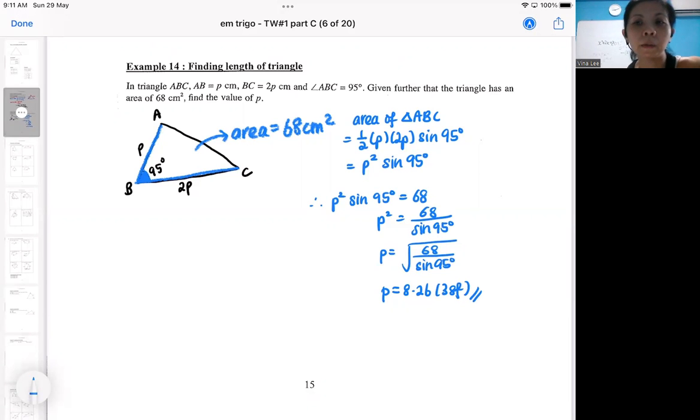So this is the opposite way. They can give you an area, then you will be asked to find one of the unknown lengths.